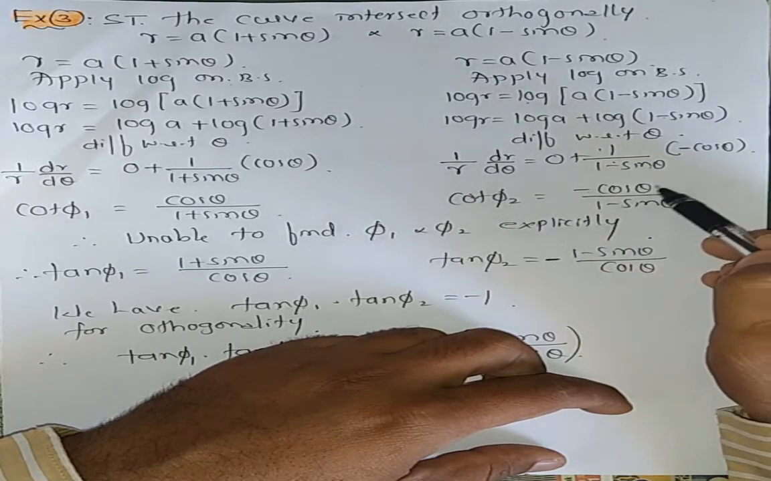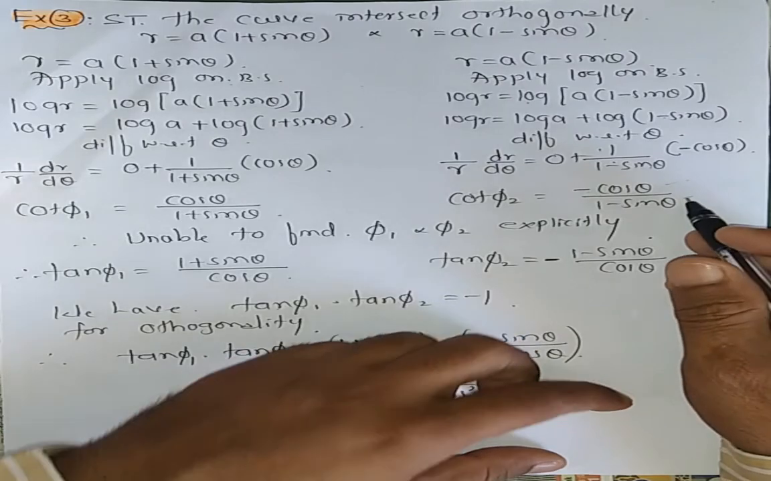Is it possible to convert it? Is there a formula for cos and 1 − sin? No, there is no formula.